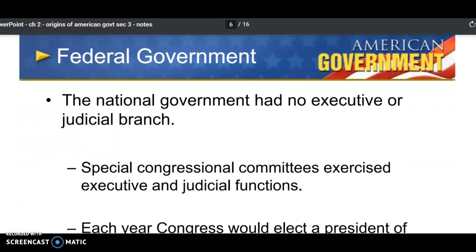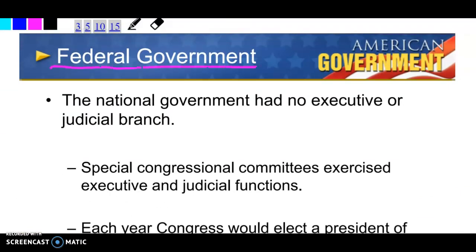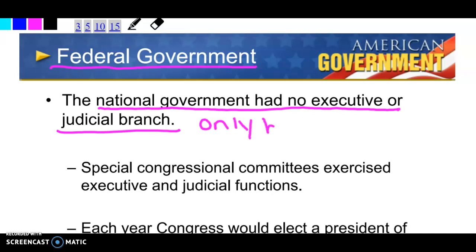So your next heading will be federal government. So at this time, the national government had no executive or judicial branch. They only had Congress. And remember, the Congress only had one house. They did not have two at that time. Special congressional committees exercised executive and judicial functions, but the executive and judicial branch did not exist.